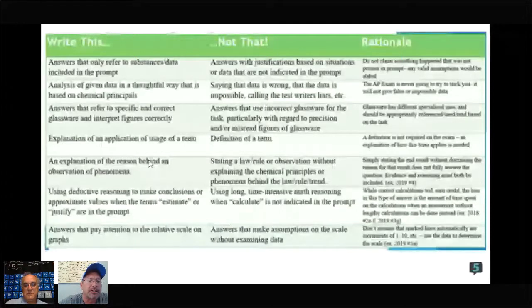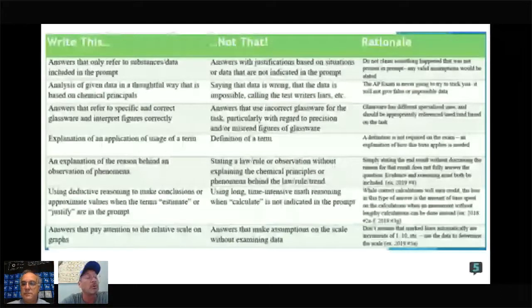Use deductive reasoning to make conclusions or approximate values when the terms estimate or justify appear. There's probably going to be a question about a lab error. Anytime there's a lab error, like some of the chemicals spewed out of the crucible, go back to the data. And I bet there's going to be a data table there. Tell me if some of the hydrates spewed out of the crucible, what piece of data is now different? And then follow that piece of data through your calculations to answer what's going to happen to the answer.